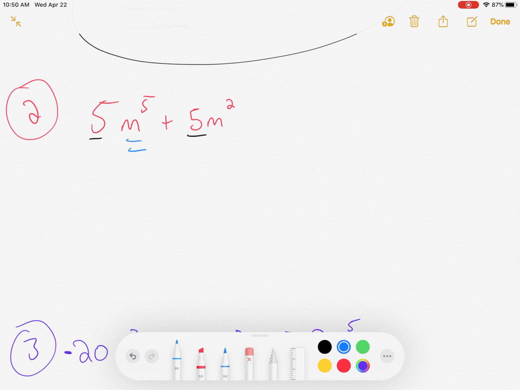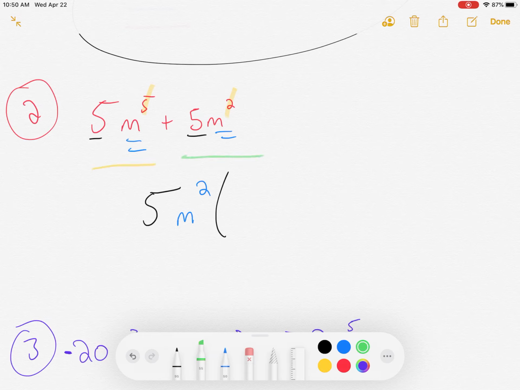Okay, next up we have number 2. Again, we are going to look at the problem, and we're going to look at the numbers, and then we're going to look at the letters. So let's do the numbers first. A 5 and a 5. What number can you divide 5 and 5 by? Well, duh, you can divide them both by 5. And then for m squareds, what's the lowest variable that we have? You should say, well, we have 5 m's here. We have 2 m's here. The least amount of m's that I have is 2. 5m squared.